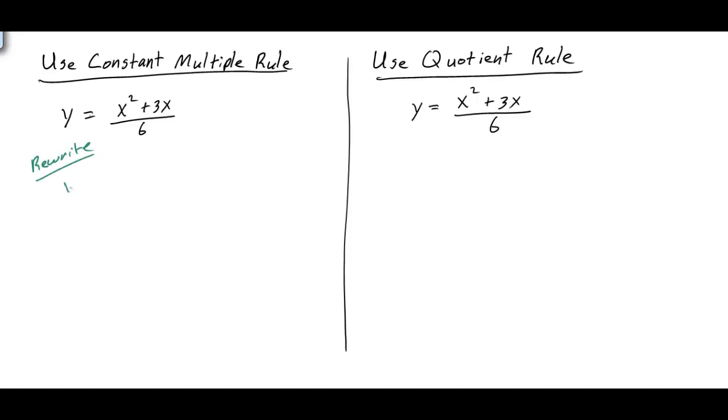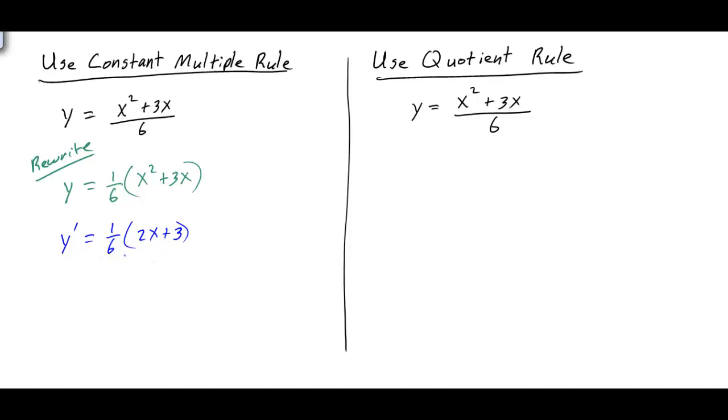And if we rewrite this, we can say y equals, dividing by 6 here, we can think of this as being multiplied by 1 over 6 times x squared plus 3x. So now if we're using this constant multiple rule, our constant multiple is the 1/6. So now if we take the derivative, the 1/6 is just a multiplier. So we could leave the 1/6 out front. And now we take the derivative and we get 2x plus 3.